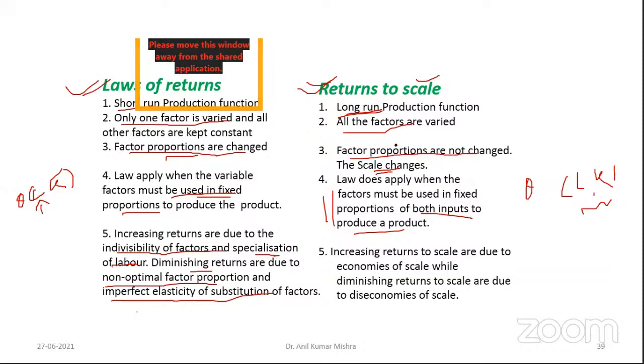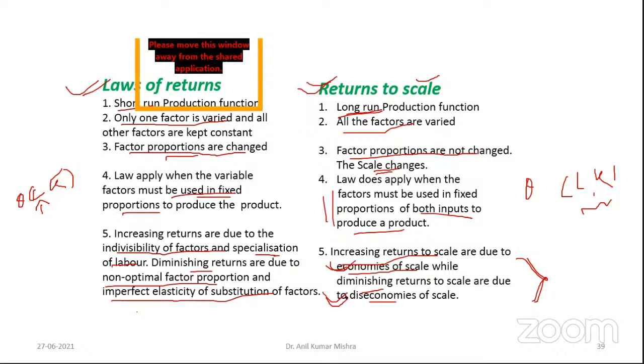But what is that for the long run? In the long run, increasing returns to scale occur due to economies of scale, and diminishing returns occur due to diseconomies of scale. Now the question is, what is economy of scale, what is diseconomy of scale? That thing we have to cover in the coming class. These things we have to cover in the coming class.